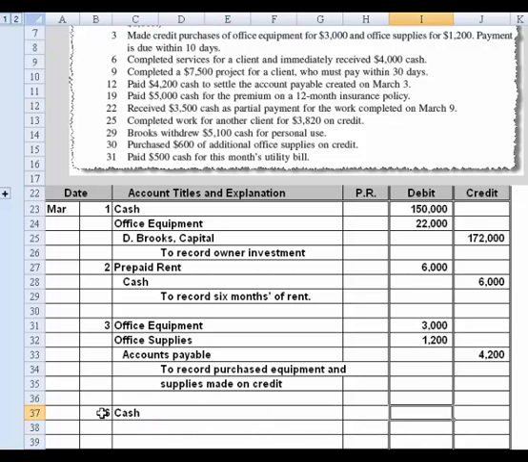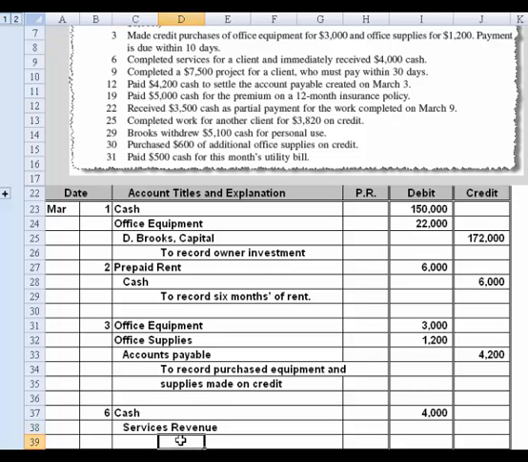Okay, so we need to increase cash. Cash increases with a debit like all other assets, and we must have done some kind of services. So the credit would go to an account called services revenue. It might be consulting revenue. It sort of depends on the nature of the business, but I'll call it services revenue.